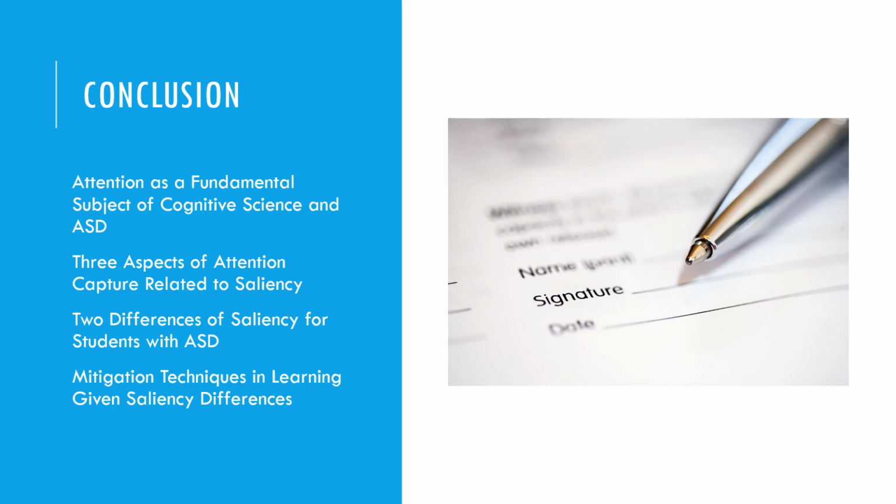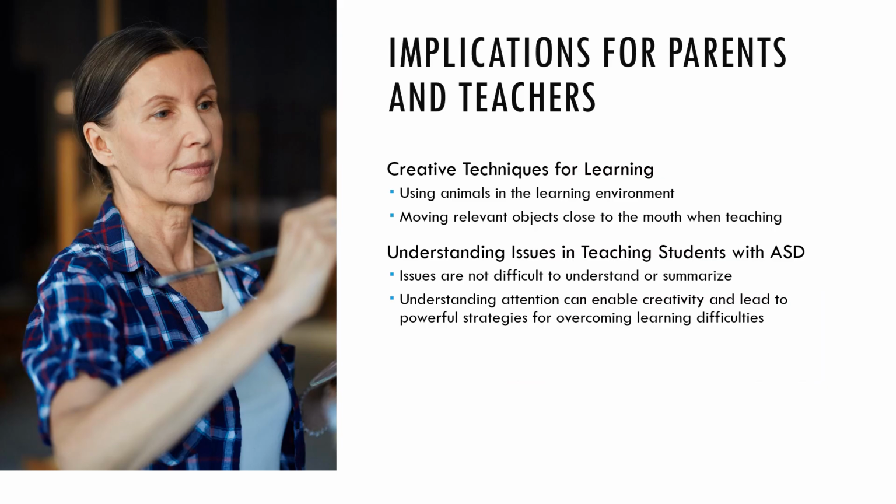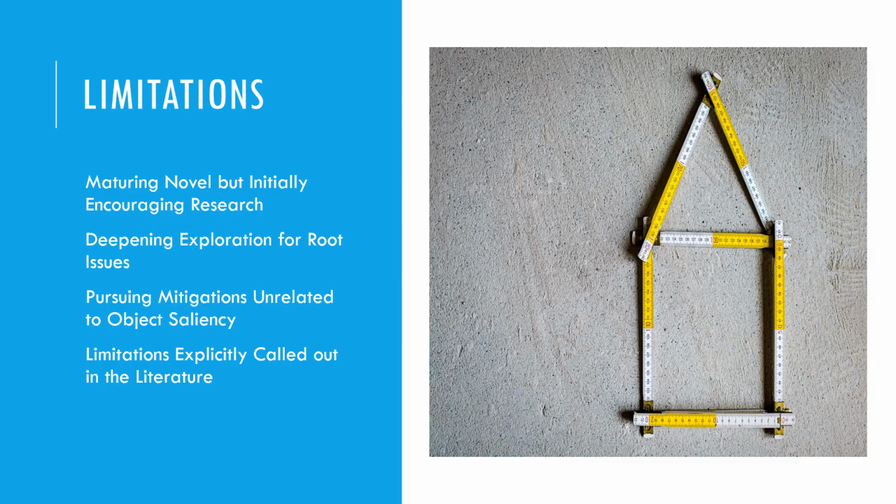In conclusion, we learned a lot about saliency and attention capture and how that relates specifically to ASD. An important conclusion for myself, as a parent of someone with ASD, and for other teachers who might work with students with ASD, is that it requires creative techniques to overcome those deficiencies in attention capture. And furthermore, understanding issues related to saliency can be really helpful in determining those creative techniques.